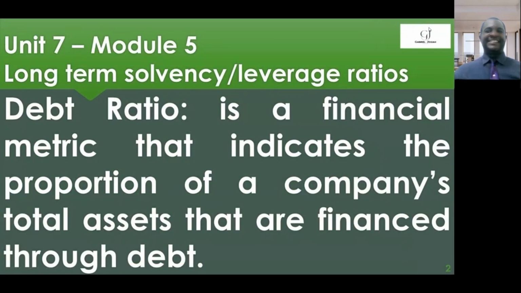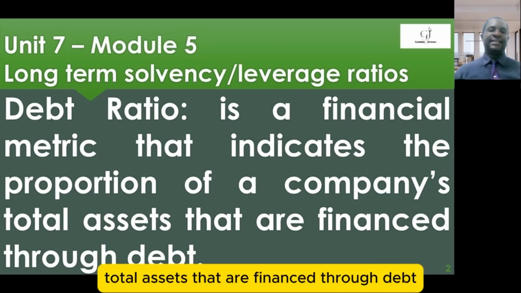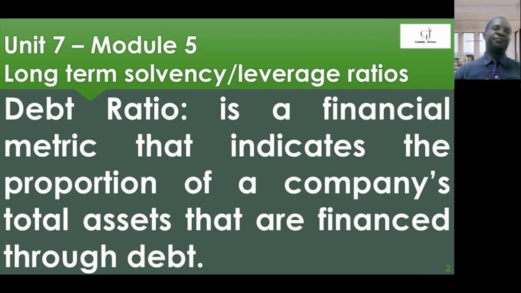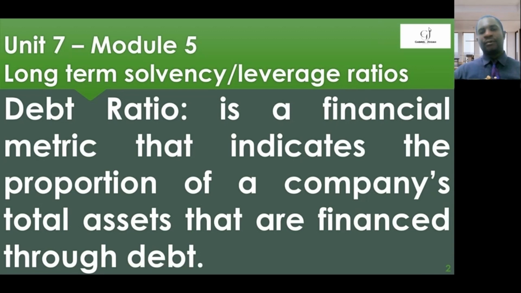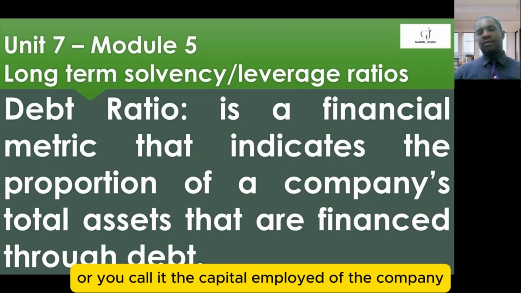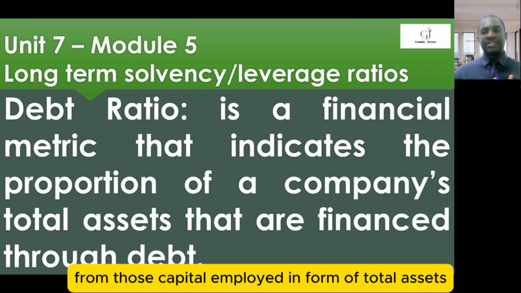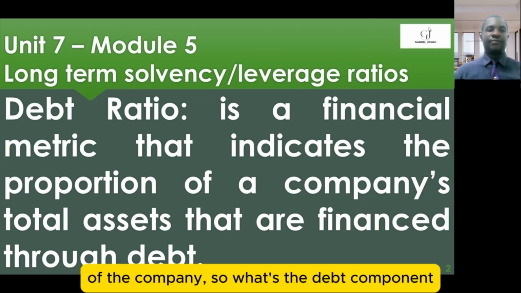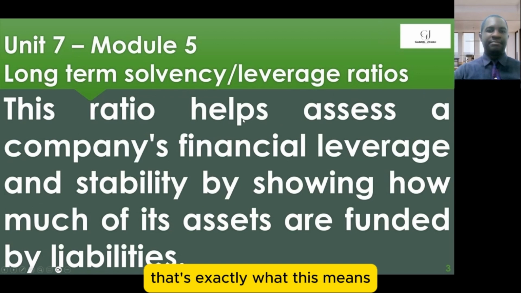All right. So it's a financial metric that indicates the proportion of a company's total assets that are financed through debt. So the capital injection, or the asset composition of the company, or we call it the capital employed of the company. We want to see the composition of debt from those capital employed in form of total assets of the company. So what's the debt component on the total assets of the company? That's exactly what this means.